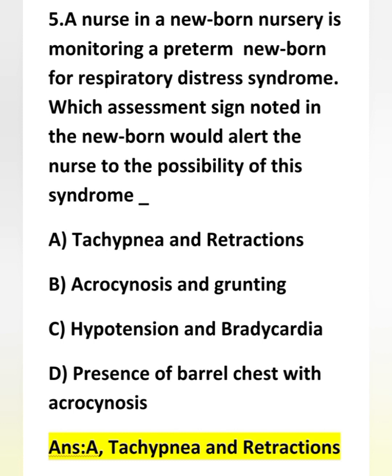Here, these are the signs and symptoms she should note for the patient. The remaining options are acrocyanosis and grunting, hypotension and bradycardia, and presence of barrel chest with acrocyanosis. These are not applicable over here. A new word, acrocyanosis: acrocyanosis is a bluish discoloration of the hands and feet associated with immature peripheral circulation. That is acrocyanosis, a bluish discoloration of the hands and feet. So here our question's answer is A.